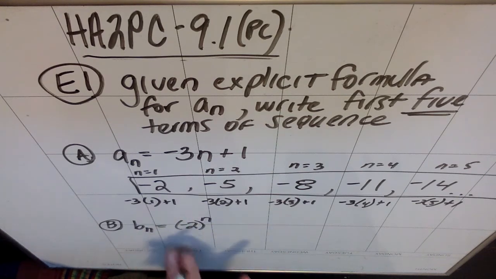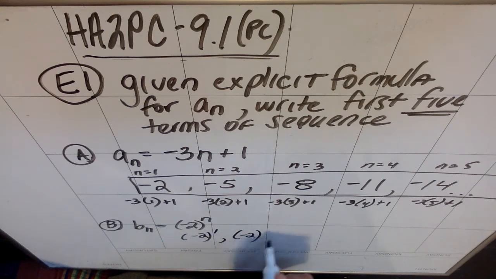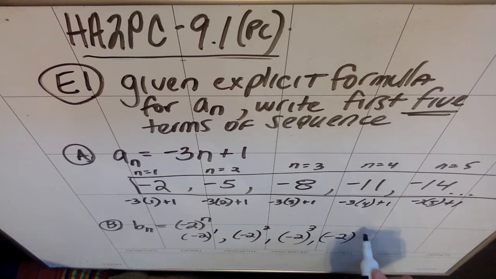If we do the same thing with my b sequence, my b sub n, again, I'm going to start with n is 1, and then n is 2, and then n is 3, and n is 4, and 5. So if I start when n is 1, this would be negative 2 to the first. My next term would be negative 2 to the second. My next term would be negative 2 to the third. My next term would be negative 2 quantity to the fourth. And my last term would be negative 2 quantity to the fifth, dot, dot, dot.